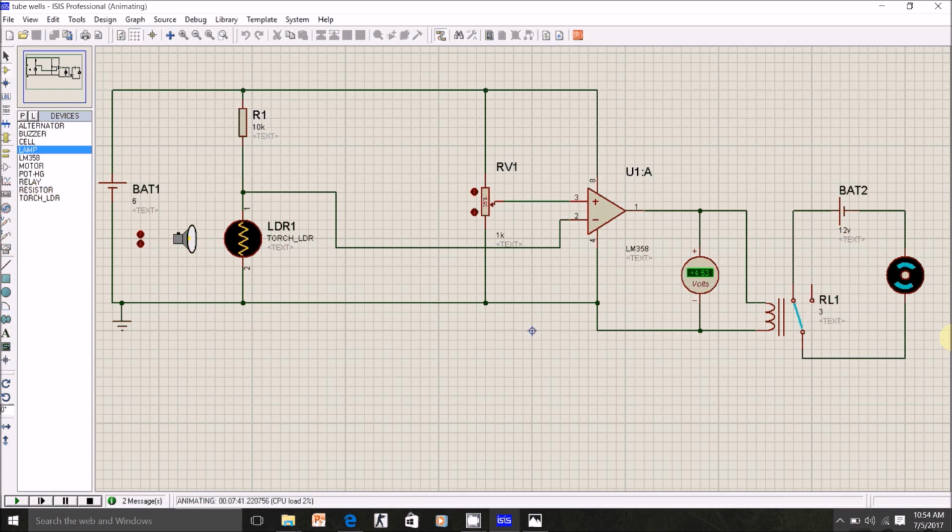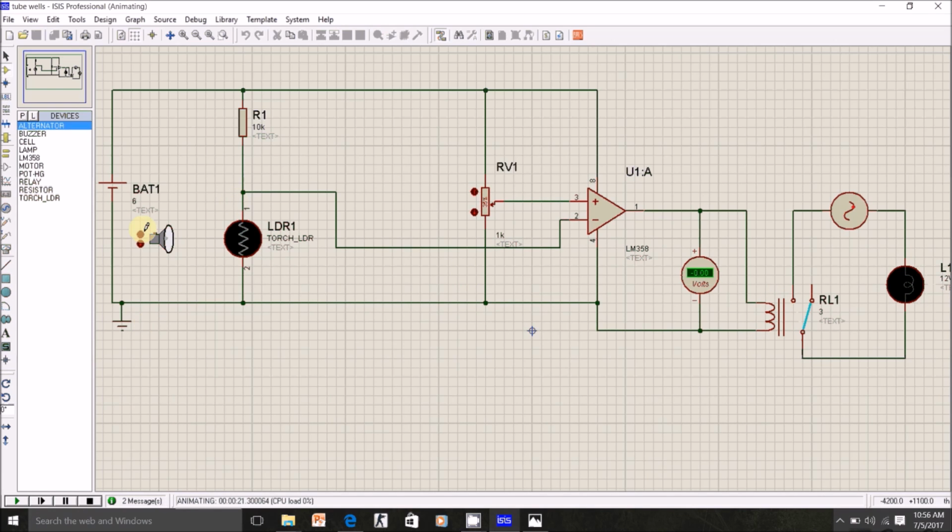Now to show you how you can replace an AC motor in place of this DC motor, I'll connect here a lamp and in place of this 12 volt battery an AC source. Right now it is night time, so no intensity on LDR. That means very high resistance, due to which very high potential across this, which is greater than the potential at third terminal, due to which output is zero and hence my relay is off.